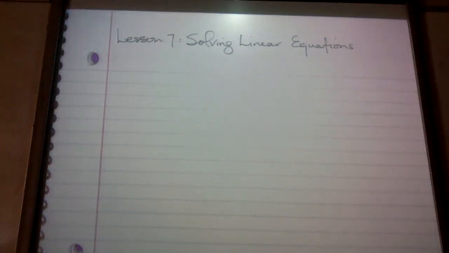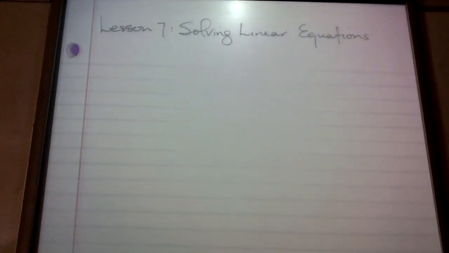Guys, here we go with lesson 7. Now lesson 7 is review from Algebra 1, but I'm going to go over it anyways because it's super important and you will solve a lot in this section. So we're going to be solving linear equations.